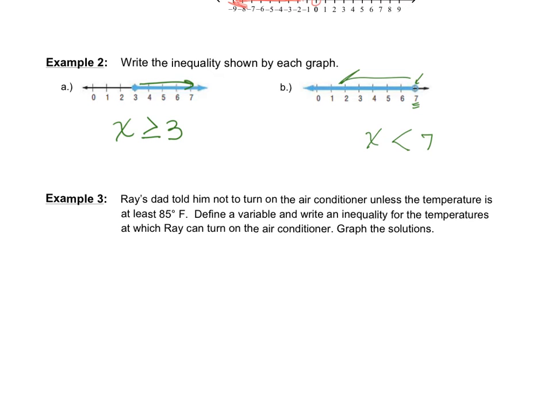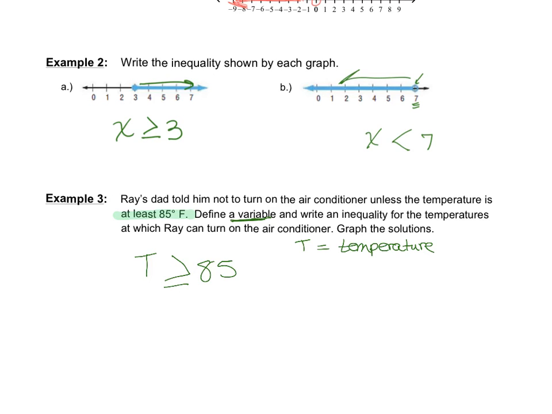Ray's dad told him not to turn the air conditioning on unless the temperature is at least 85. Define a variable and write an inequality for the temperatures at which Ray can turn on the air conditioning. Graph the solutions. So we know that he's supposed to maintain it at least 85. So hopefully you recall, at least means that it has to be greater than or equal to 85. And the variable that we're defining is temperature. So let's say T for temperature. And you can say T is for temperature, so that you can see what the letter signifies.